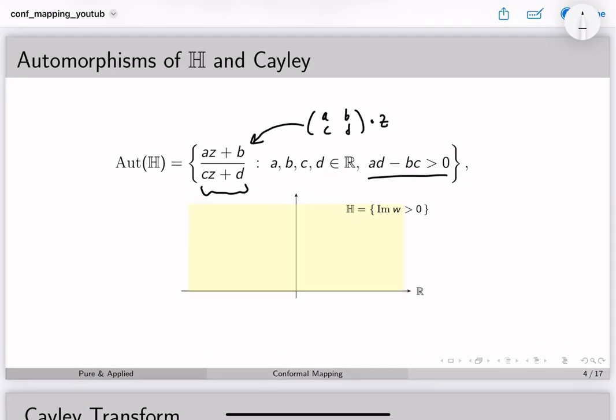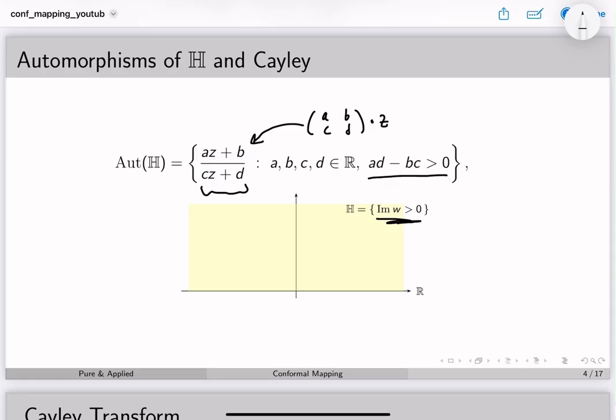And what's interesting about these types of maps is that they form the automorphisms of the upper half plane. And by the upper half plane, I mean all the complex numbers with positive imaginary parts. What's interesting about these maps is that they form the automorphisms of the upper half plane, but they have far more applications than this one. I'm going to talk about these.